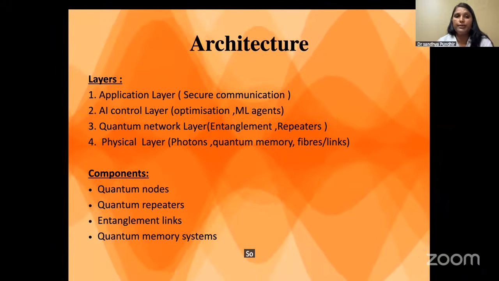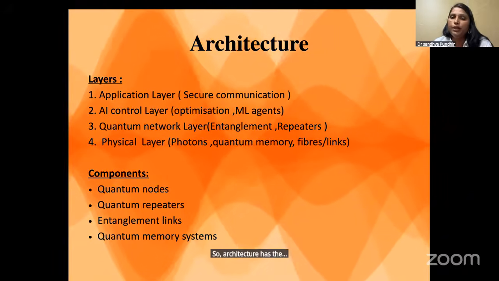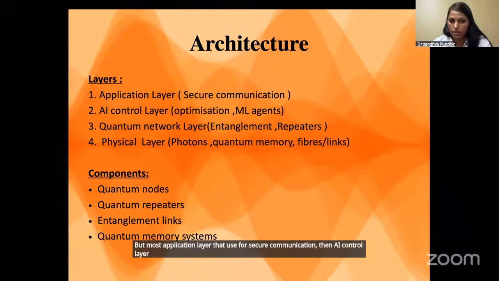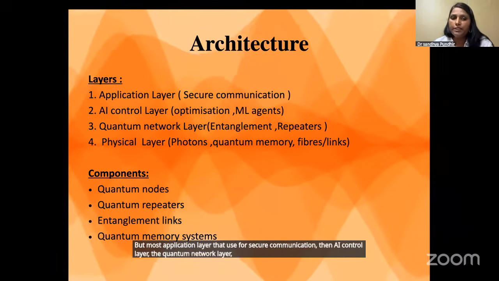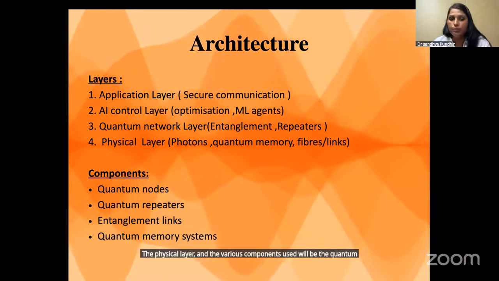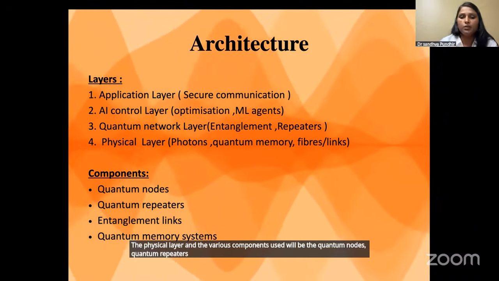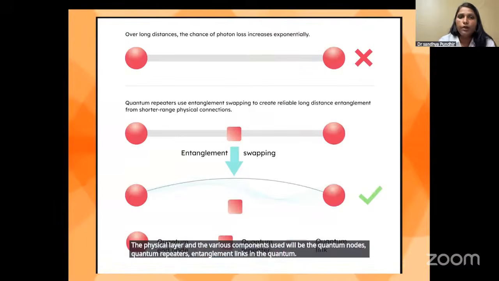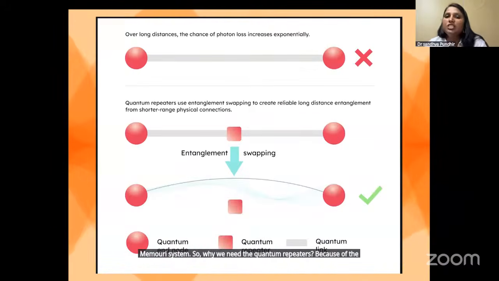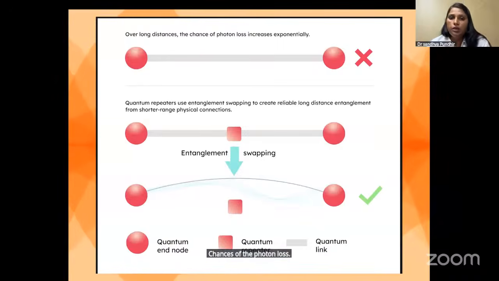The architecture has the topmost application layer used for secure communication, then the AI control layer, the quantum network layer, and the physical layer. The various components used are quantum nodes, quantum repeaters, entanglement links, and the quantum memory system. So why do we need quantum repeaters? Because of the chances of photon loss.